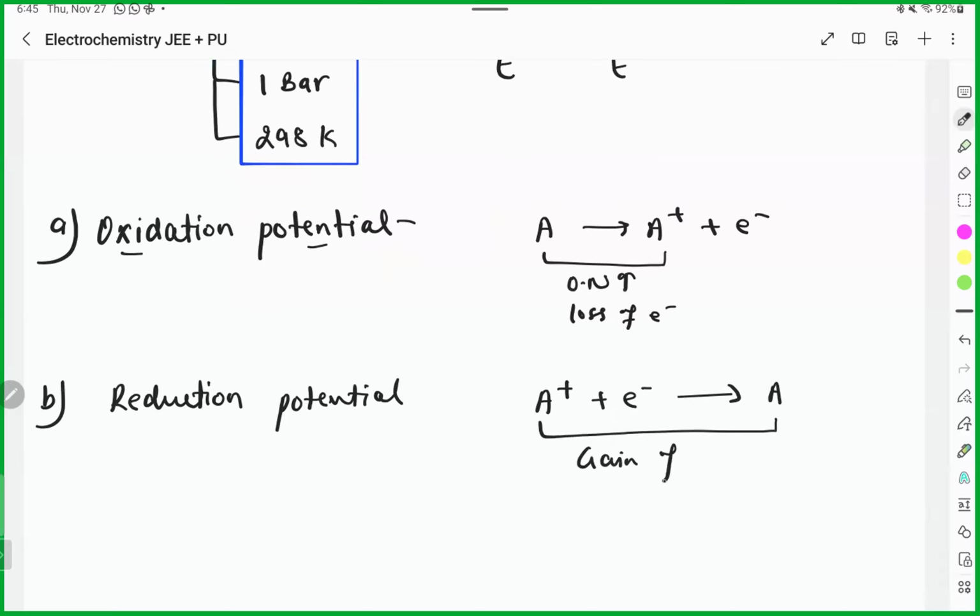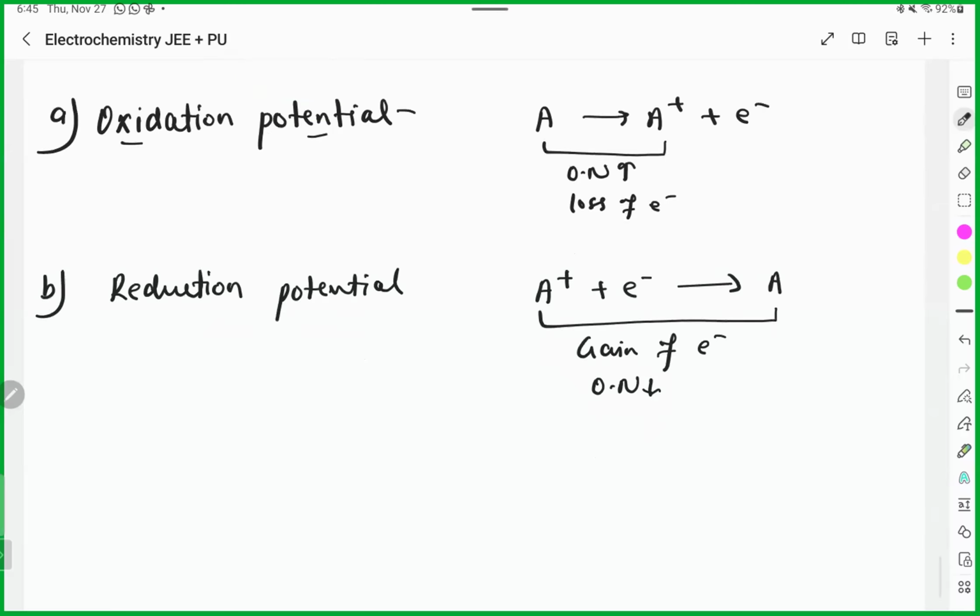Gain of electron. Sir, I couldn't hear. Am I audible, Chinmay? Yeah, sir. What question are you asking, sir? My question was, what do you mean by reduction? Gain of electrons, in case of electrolysis. Gain of electrons, oxidation number decreases. Okay, so we know this thing.